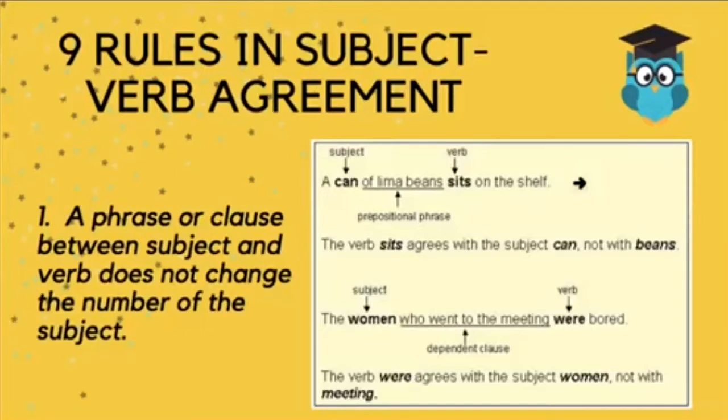A phrase or clause between subject and verb does not change the number of the subject. If it is singular, it's singular. Plural, it's plural. And you have to find where the subject is in the sentence. That's the safest way. Let's proceed with the second rule.